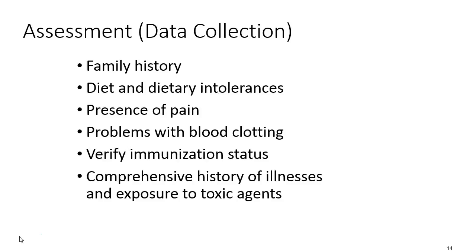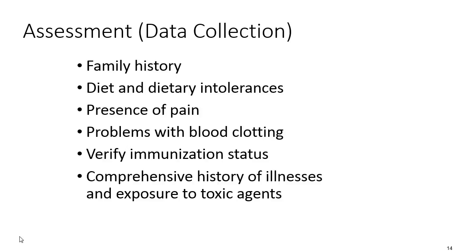So if we have a patient that we think possibly has a GI problem, we of course would get family history on them to see if they're at risk for any genetic disorders. We would look for any diet or dietary intolerances that may give us an indication of what the problem is. Any presence of pain. When they have the pain, where is it located? Does it occur in the morning or in the evening? Does it occur before they eat or after they eat? That type of thing. Problems with blood clotting.